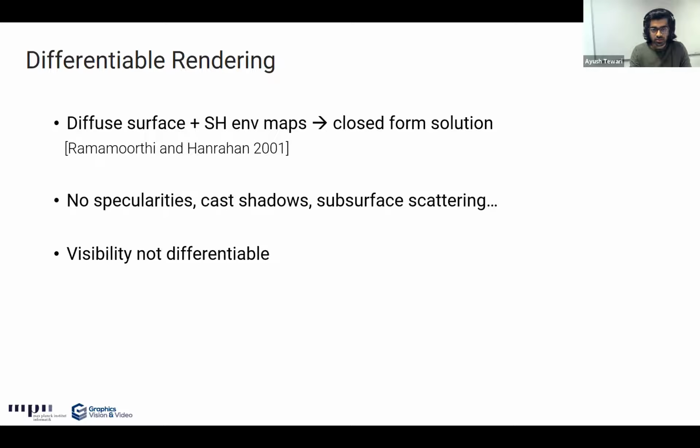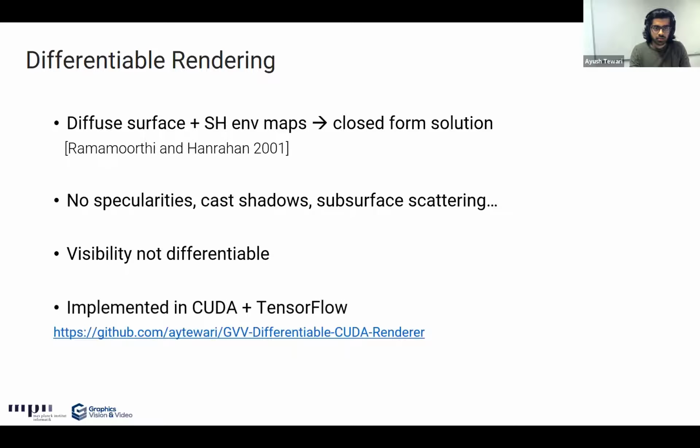The visibility is not differentiable, but as I'll show you, even with such approximations, we can learn reasonable reconstructions by training on in the wild data. And in the wild data, we do see all these effects. Yeah, an updated version of this renderer is publicly available, so you can check it out if you're interested.